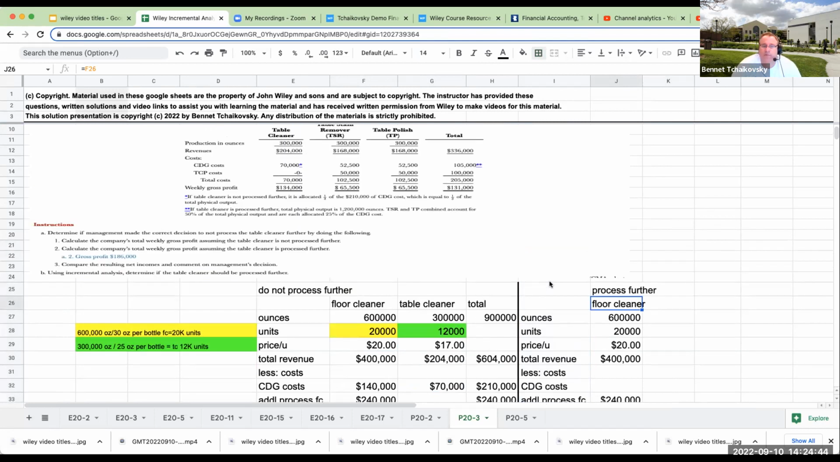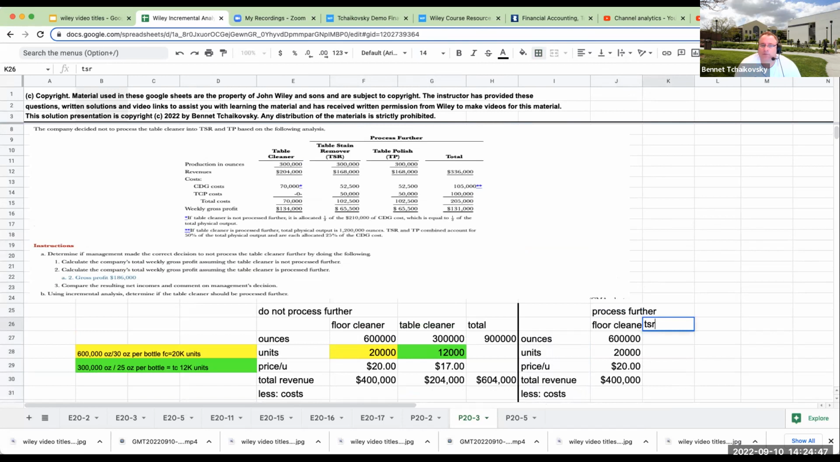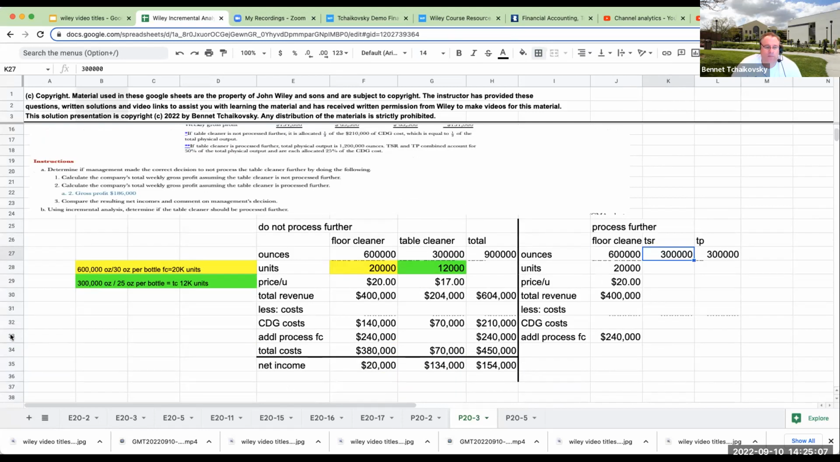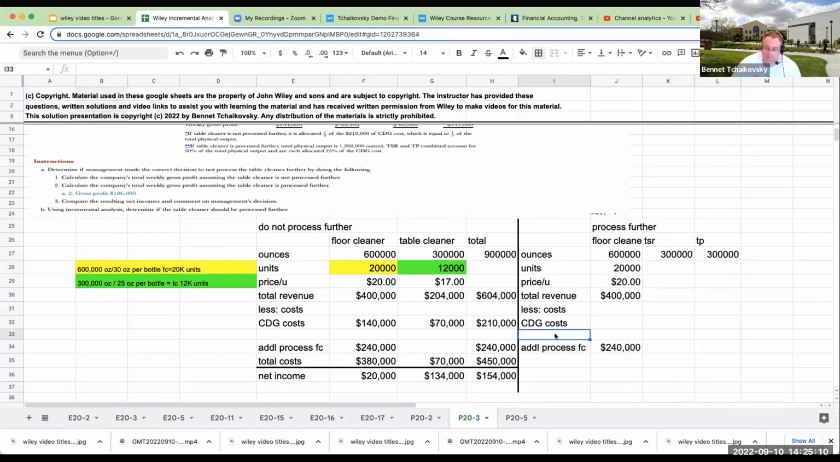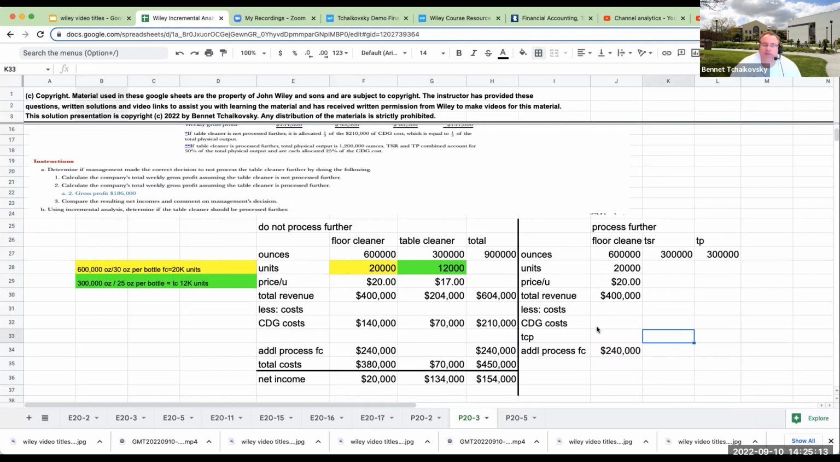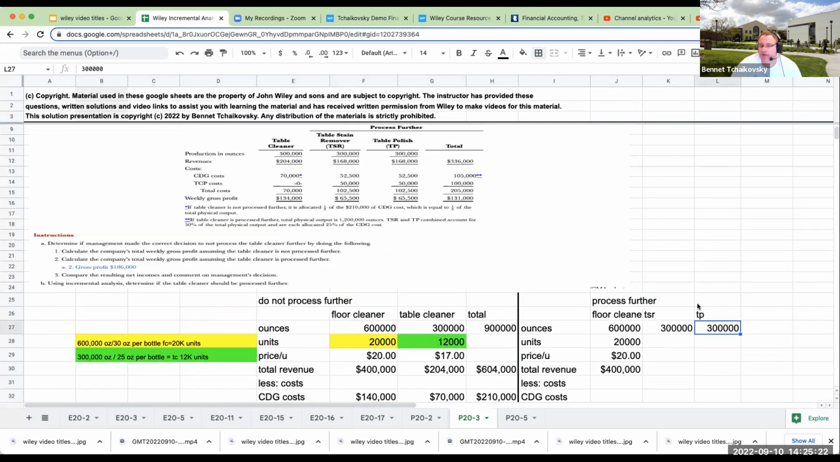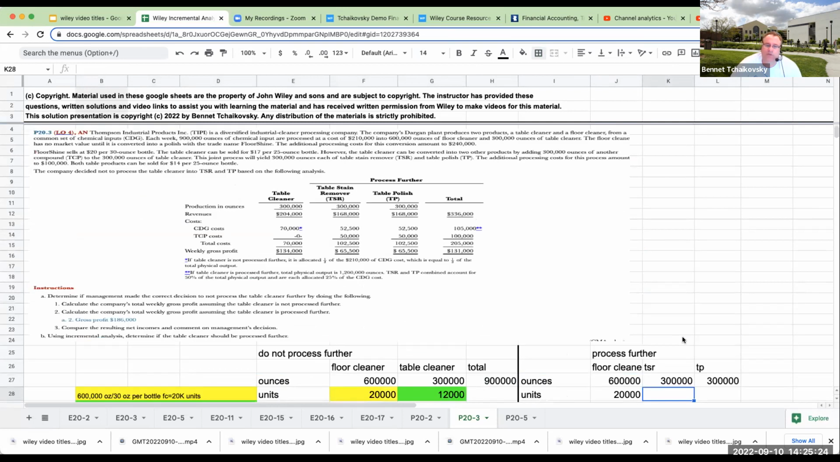So our next part over here is we have a table stain remover and we have a table polish. So over here, these are ounces of 300,000 each. Right, because it's essentially I have to add another 300,000 solutions. The joint process, I have to add another compound of something called TCP. And if I add this TCP, which we're allocating by 50,000 each, I'm able to basically take this and convert it into this.